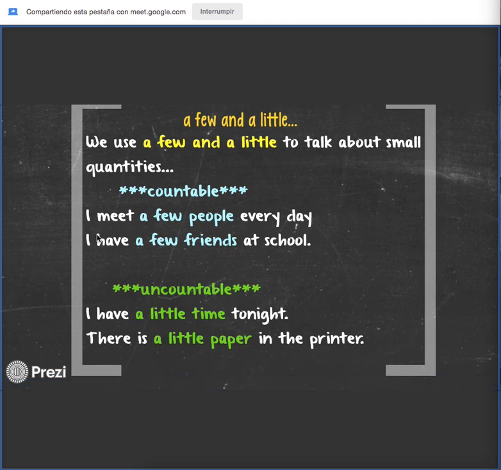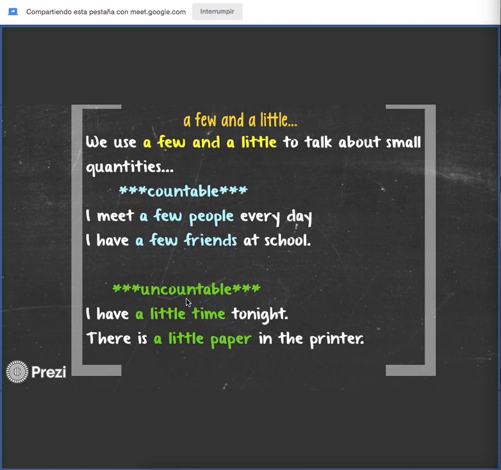I meet a few people every day. People is countable, so you can use a few. Conozco poquita gente todos los días. Or you can say, I have a few friends at school. Tengo pocos amigos en el colegio. But once again, you are using friends, and friends are countable. Okay? So, you are using a few.